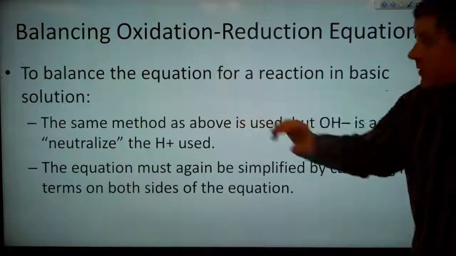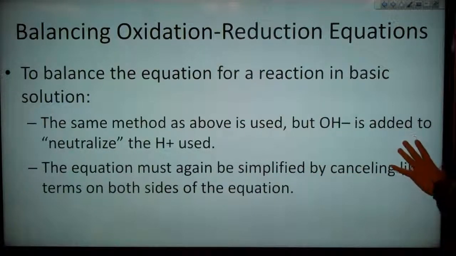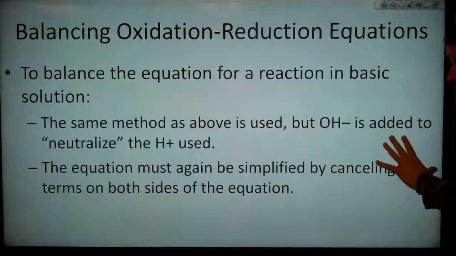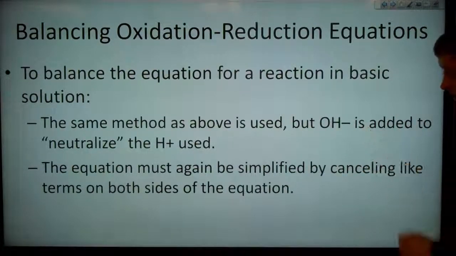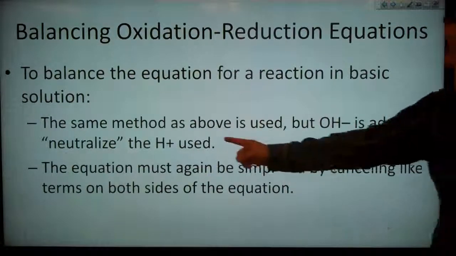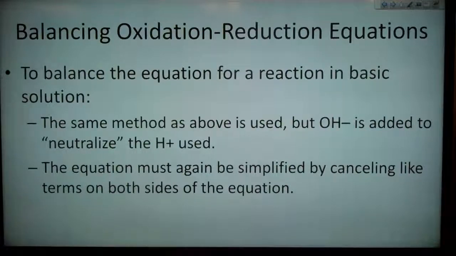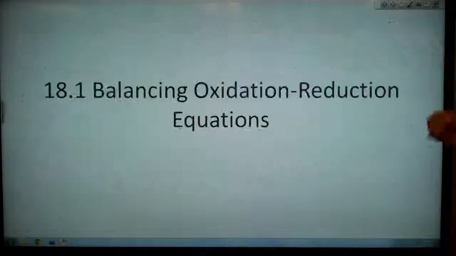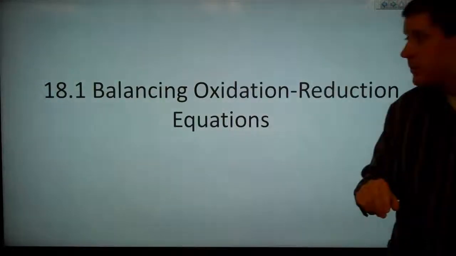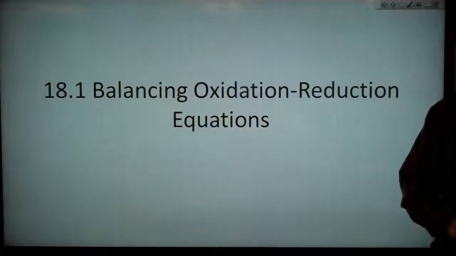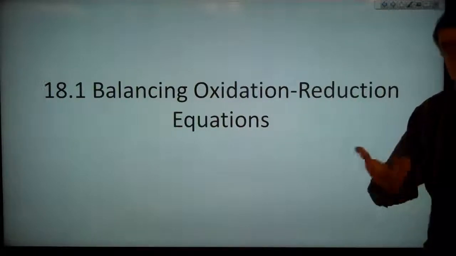To balance the equation for a reaction in basic solution, we use the same method as above, except hydroxide is added in order to neutralize the hydrogen ions used. The equation must again be simplified by canceling like terms on both sides of our equation. So that was balancing oxidation-reduction reactions, balancing redox reactions.